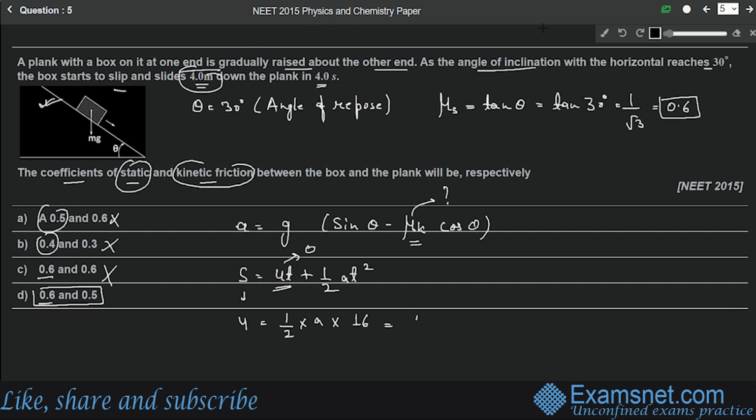So if we solve it, we'll get 8a. So from here the acceleration a will be equal to 4 by 8, that means 1 by 2 or 0.5. Okay, so acceleration is 0.5.